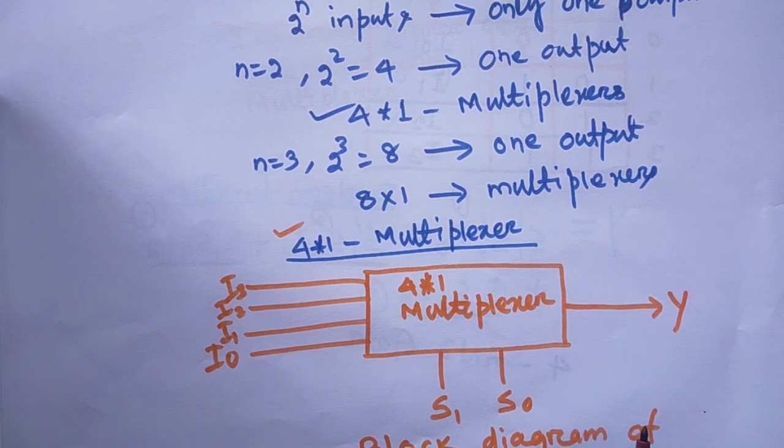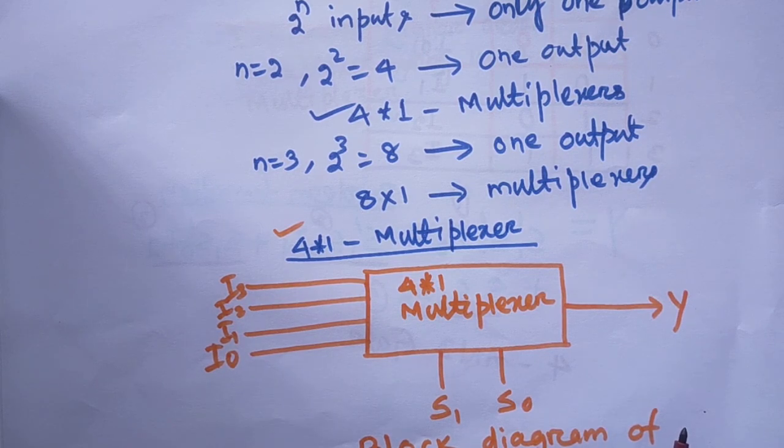But think that whenever you consider any kind of inputs, based on that, we have to choose the number of selectors. This is the main motto in designing multiplexers for different numbers of inputs.